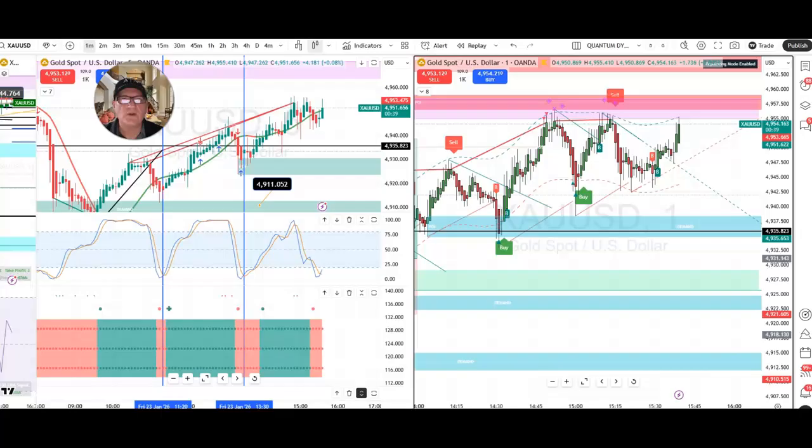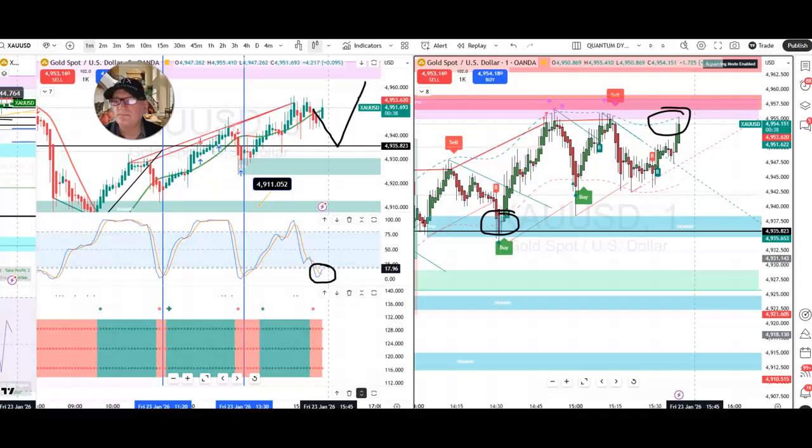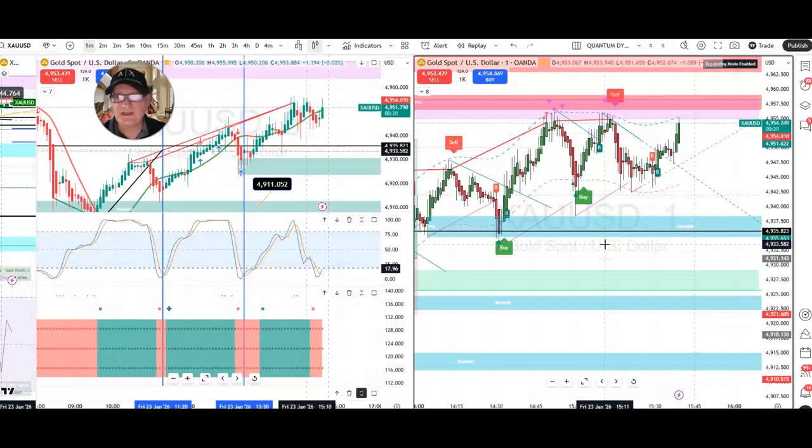We have a pullback on the 5-minute chart, which is fantastic. That's what we're looking for. But look where the 1 minute is. It needs to be down here, doesn't it? In line with that. So this indicates to me the price is probably going to come back down before it goes up. But expect it to go to $5,000 in the next few weeks.